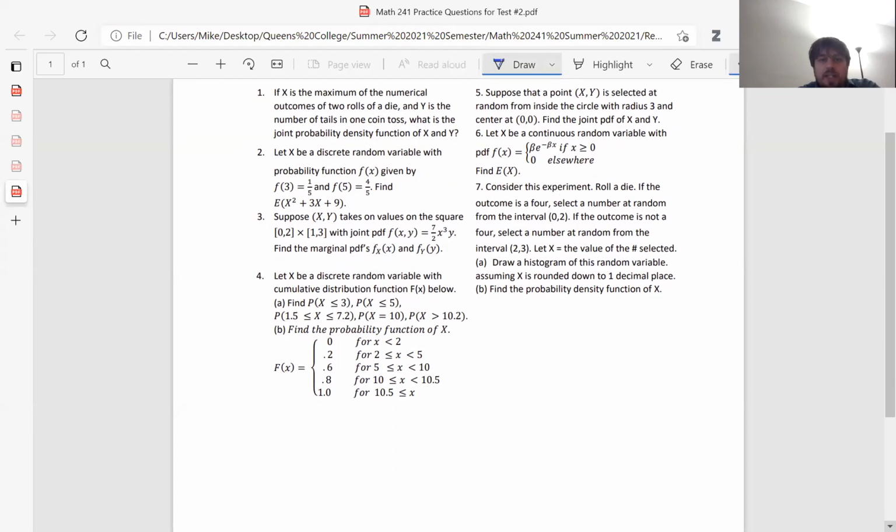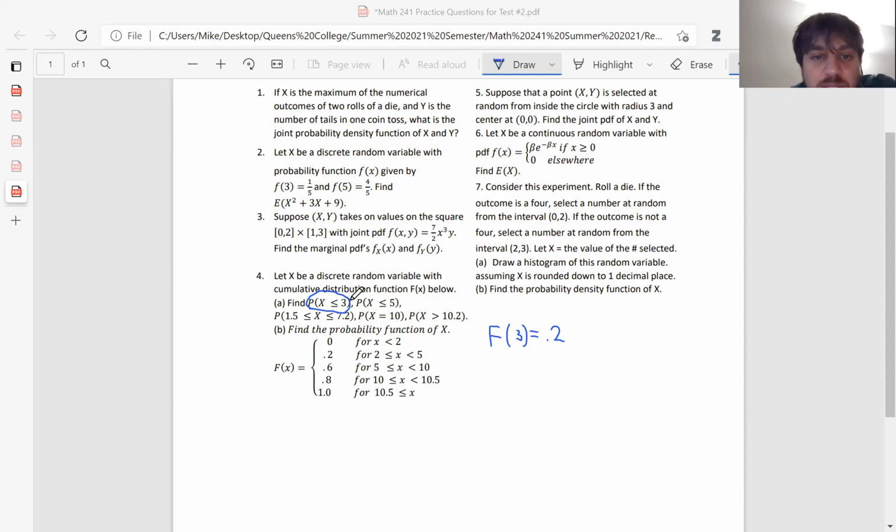So we want to find the probability x is less than or equal to 3, right? That's just capital F of 3. So what is capital F of 3? According to this, when x is 3, it's 0.2. Does that make sense? David, makes sense? Okay, good.